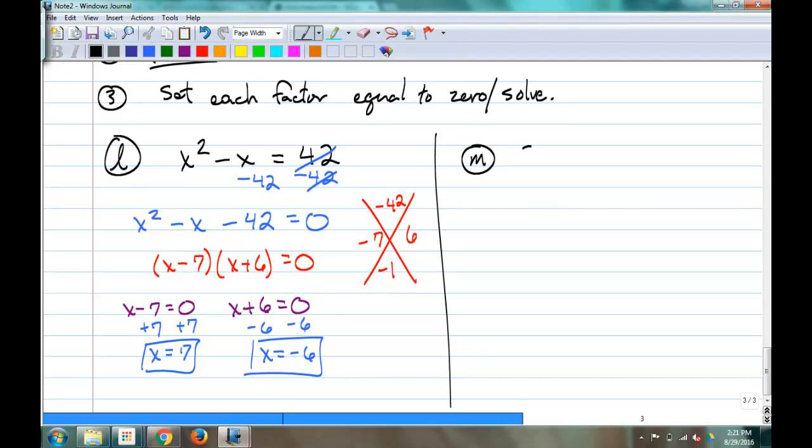Let's do this one. We have 3x squared plus 5x minus 8 is equal to negative 5x.